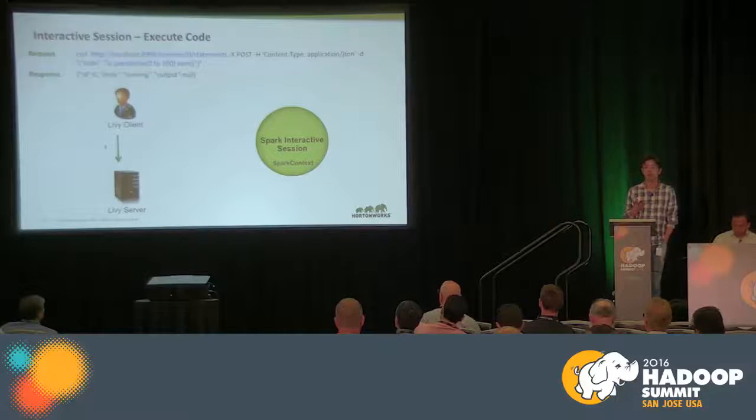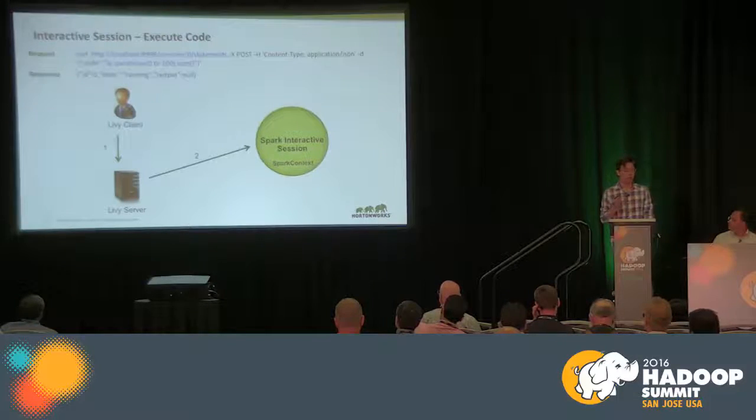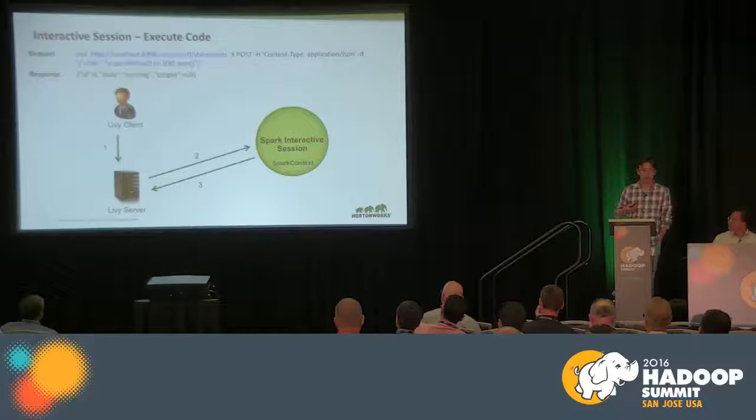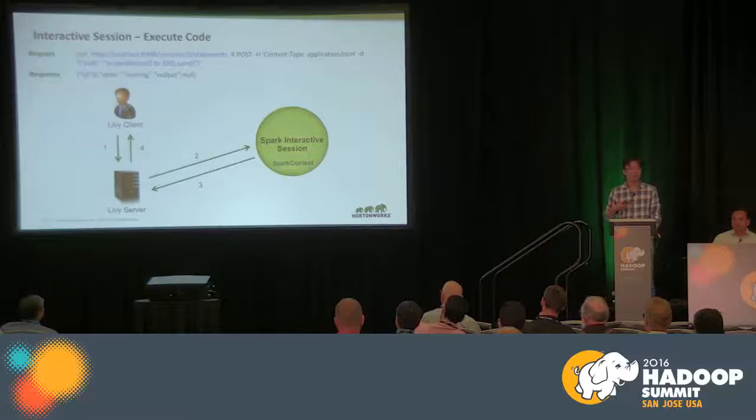First, the Livy client sends that request to the Livy server. And the Livy server will forward that request to its Spark session. And that Spark session will execute that code and send back the output to the Livy server. Finally, the Livy server will send back the output to the Livy client.